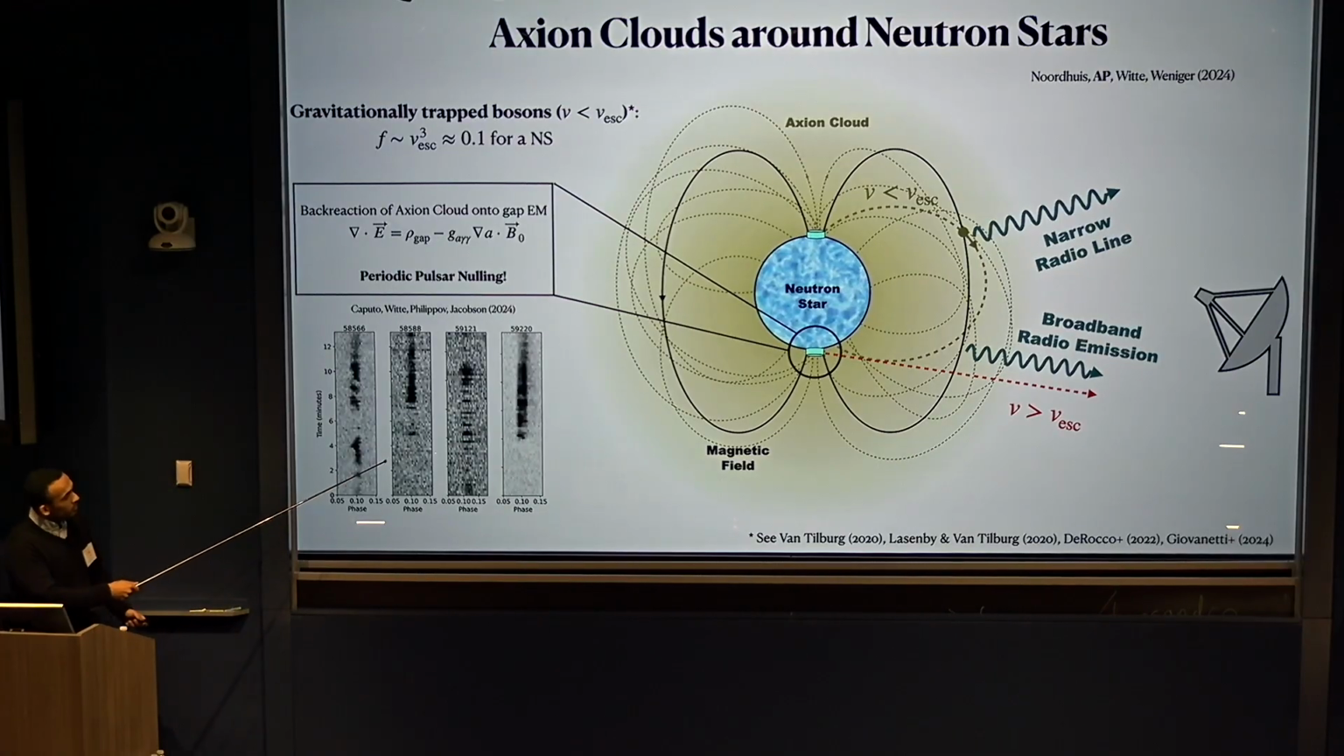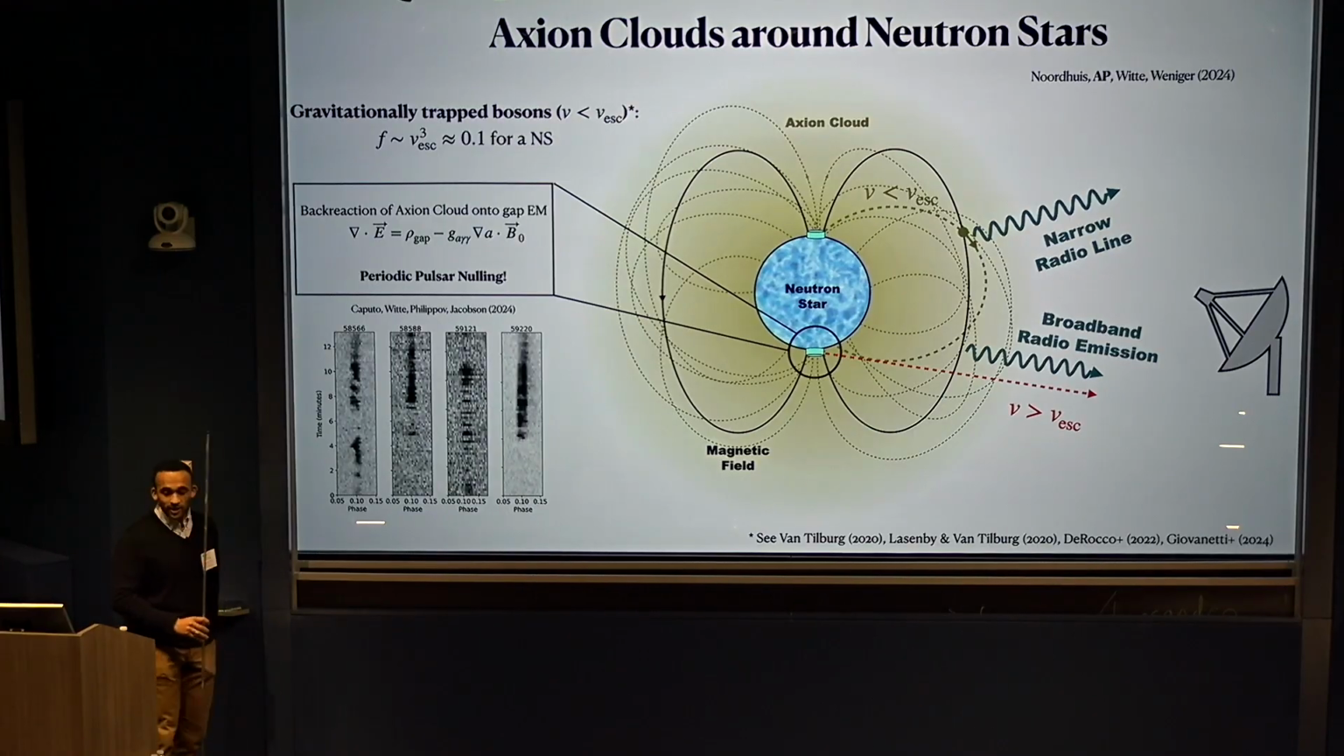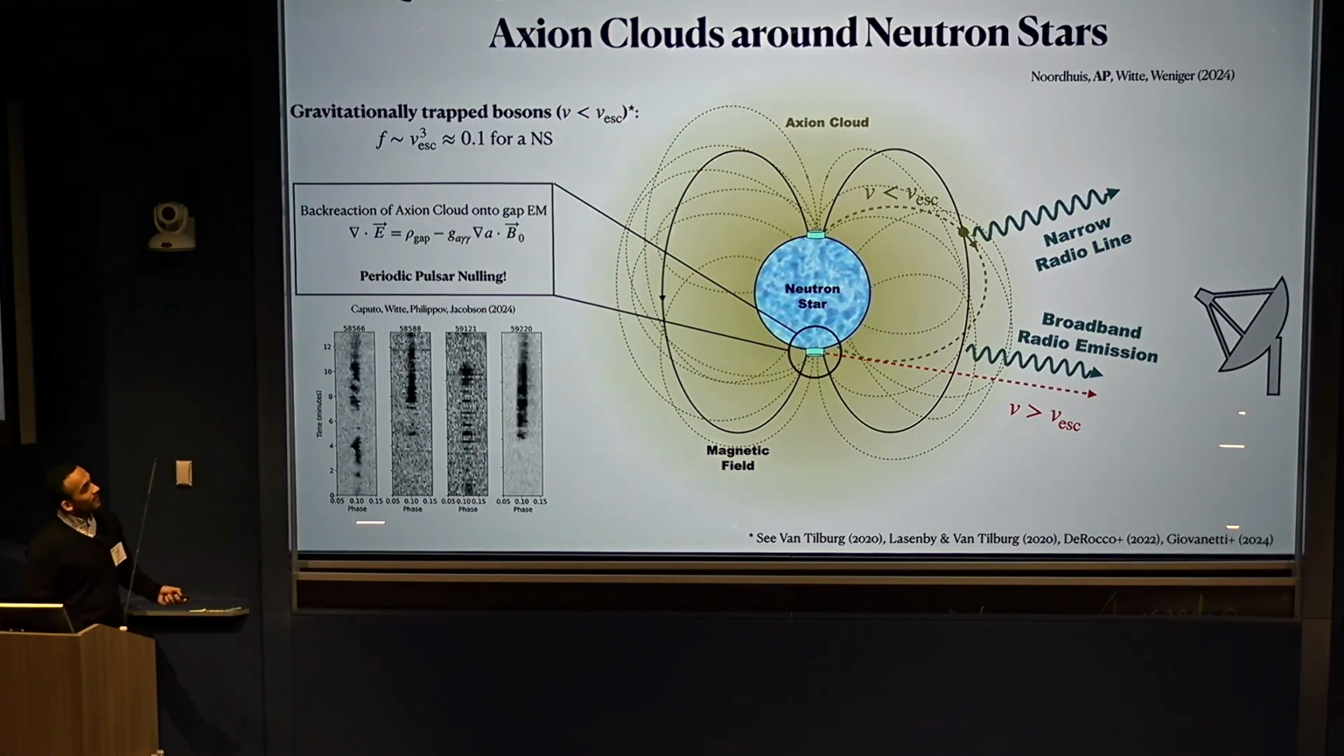So you can actually see this pulsar nulling right here, where you see standard pulsar activity, and then it just shuts off inexplicably. And then there's a little bit here, and then it shuts off again. And this phenomenon has not been understood, as far as I understand. And so maybe axions are playing a role in this.